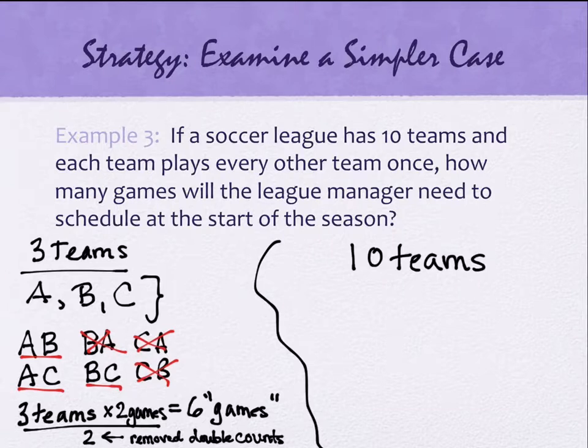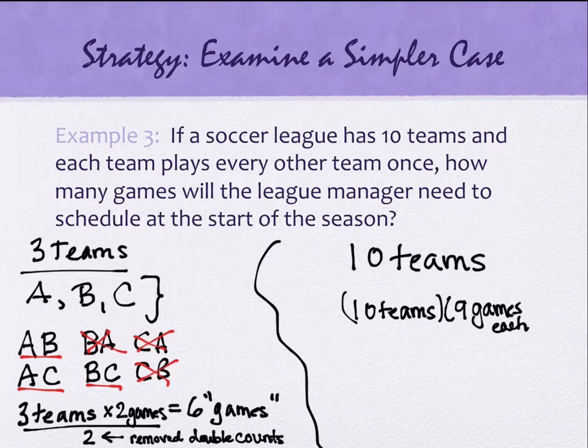What did I do over here? I need to remove the double counts. How did I remove the double counts? Divide by 2, because everything was double counted, right? So we can do the exact same thing here. We have 10 teams, and they each play 9 games.